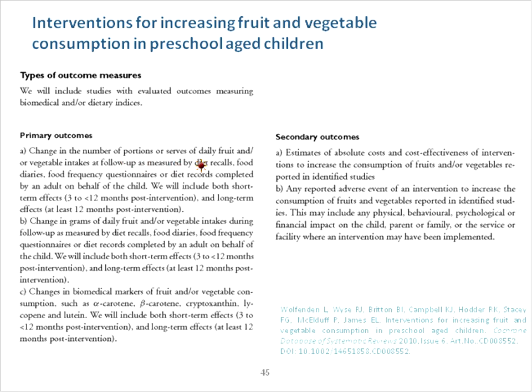So number of portions or servings, grams of daily fruit and vegetable intake, biomedical markers, for example. How the information would have been collected: here it's diet recalls, food diaries, questionnaires. They've already considered long versus short term, and they've defined it. So this is what short term means, 3 to less than 12 months. Long term means 12 months or more. They consider adverse events as well as economic data.